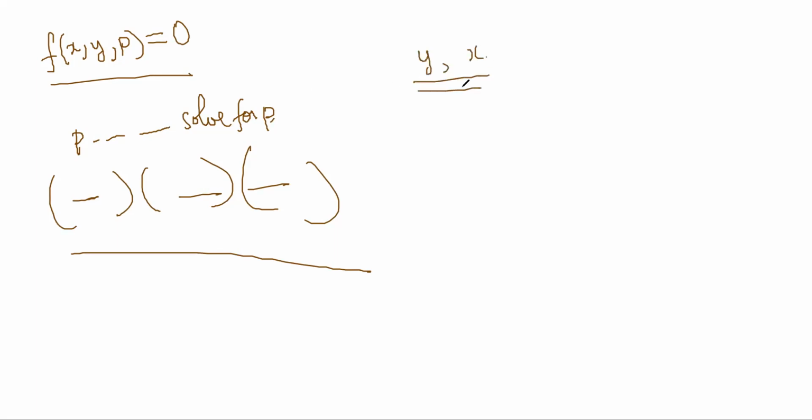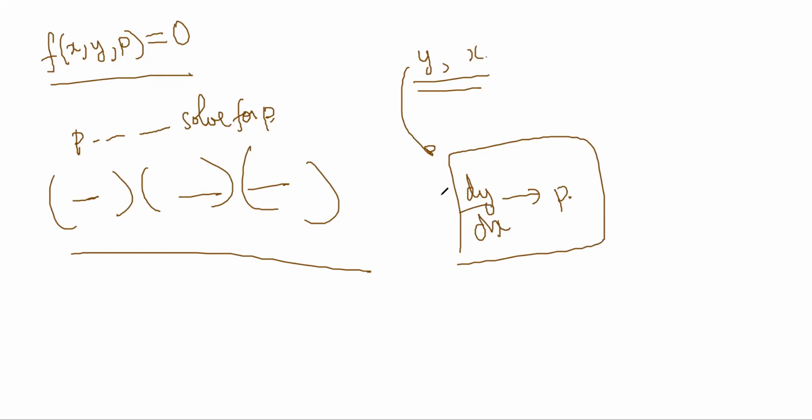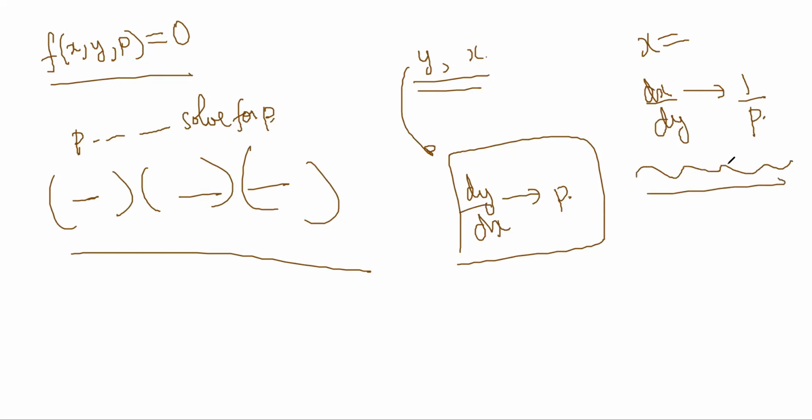Once you solve for y, you will get some other differential equation. If you solve for y, you can differentiate with respect to x, replacing dy by dx as p, and then use that to solve it. If you solve for x, you can differentiate with respect to y and replace dx by dy with 1 by p. And maybe it will work out.